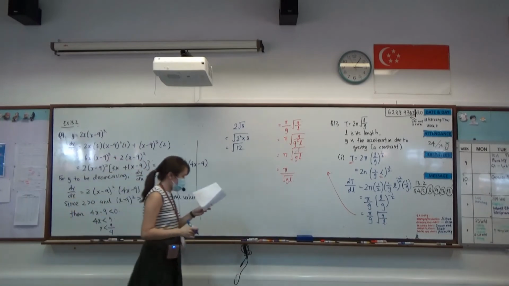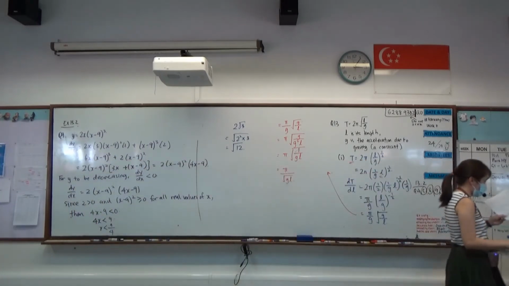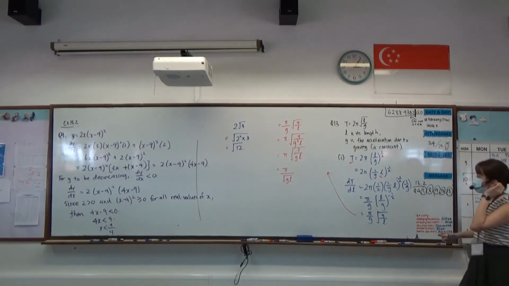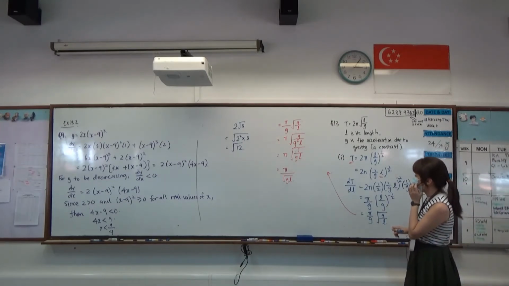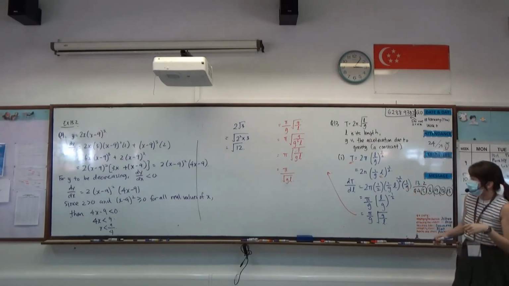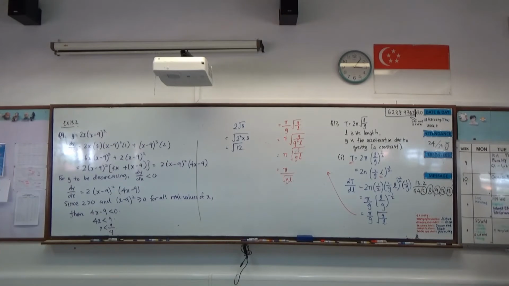Then the next question is asking about the sign of dT over dL and what is the result? What does the result tell you about the period of the pendulum? Okay, so we need to figure out what the sign is first. So since g is a constant, it is actually a more than 0 value. Let's see. This question didn't say.